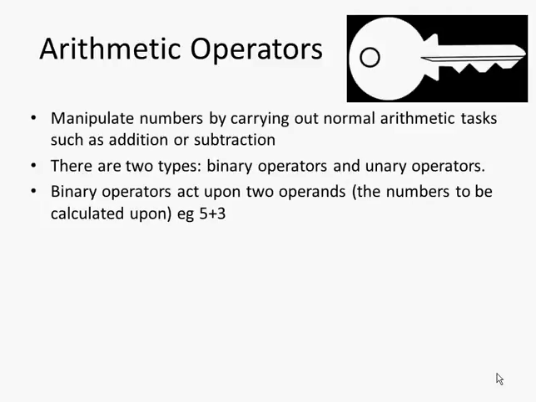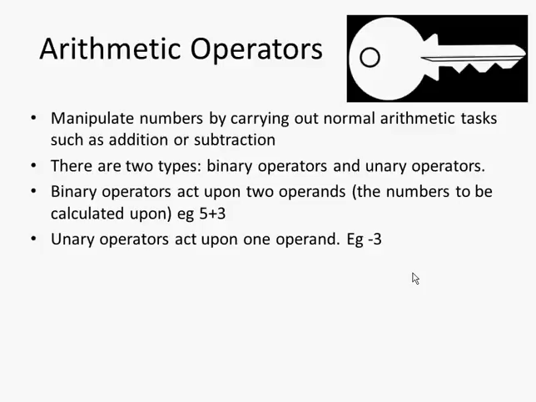Binary operators act upon two operands, and operands are the numbers to be calculated upon. For example, our arithmetic operator, the plus sign there, is acting upon two operands, which are 5 and 3, and adding them together. Unary operators act upon only one operand. So the example there shows the minus sign and 3, and that denotes, of course, minus 3.